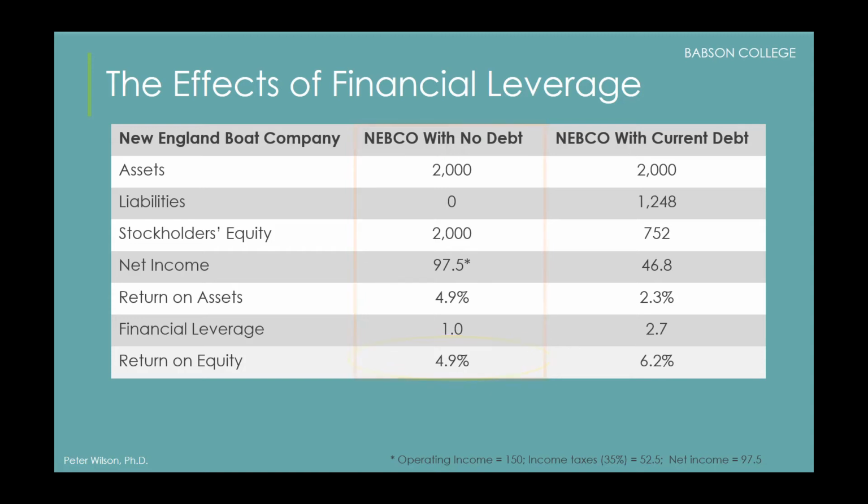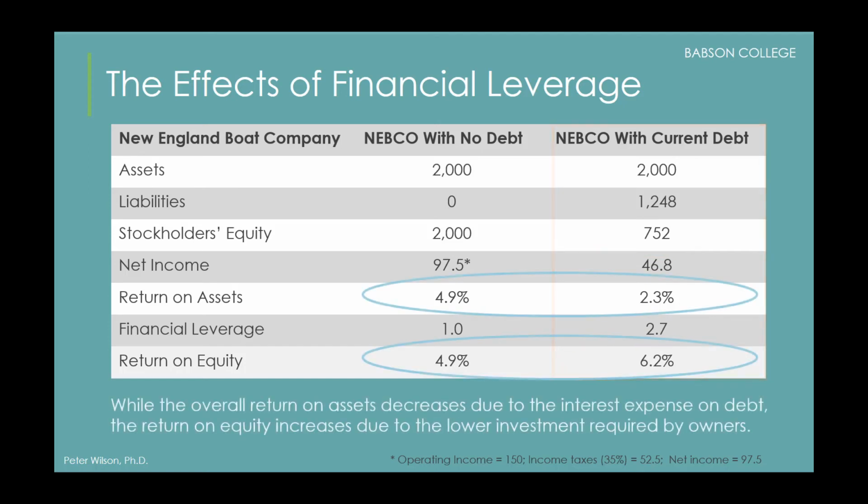Compare this with the current situation at NEBCO, which has effectively replaced $1,248,000 of owner's money with debt, supplied by vendors in the form of accounts payable and accrued expenses, and supplied by banks in the form of long-term debt. Because of the interest expense, net income drops to $46,800. But while the absolute amount of net income is lower, net income as a percentage of the money the owners have invested, $752,000, is higher at 6.2%, a higher return on equity even with a lower dollar amount of net income. Thus, the wonders of leverage.